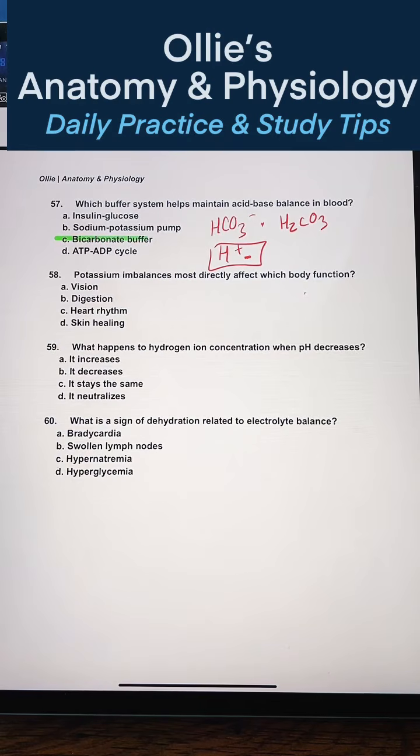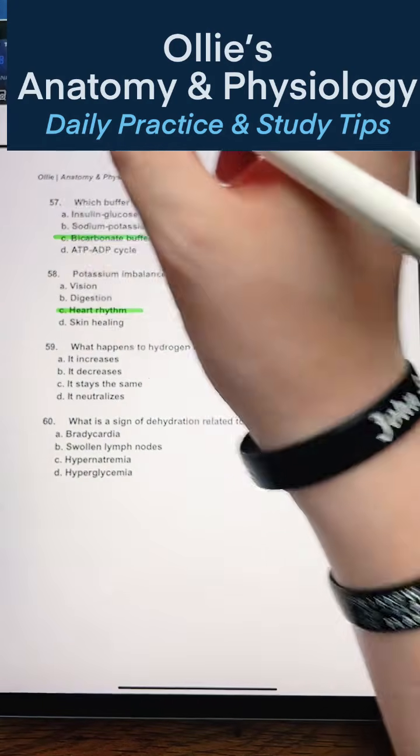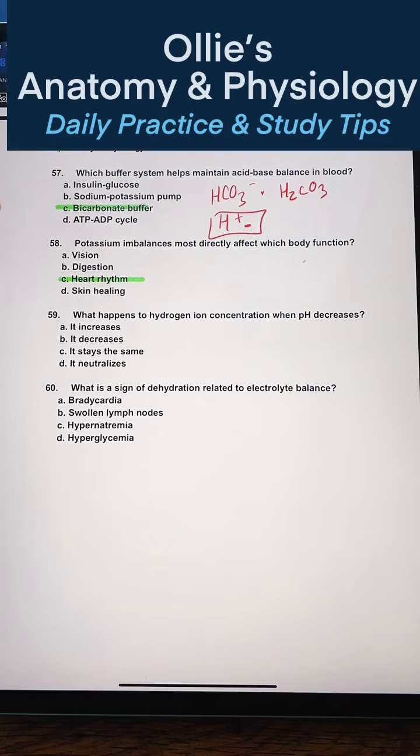Number 58. The answer is C. It is heart rhythm. Potassium imbalances most directly affect which body function? That is our heart rhythm. It is really important for your cardiac electrical activity. Vision is more related to vitamin A, digestion not really, and skin healing is not strongly dependent on that either. Number 29, what happens to hydrogen ion concentration when pH decreases? A, B, C, or D?